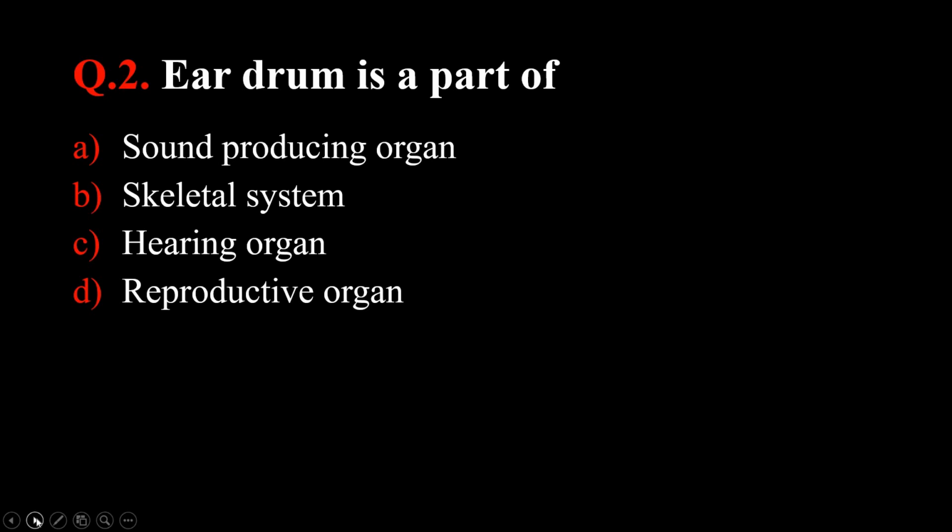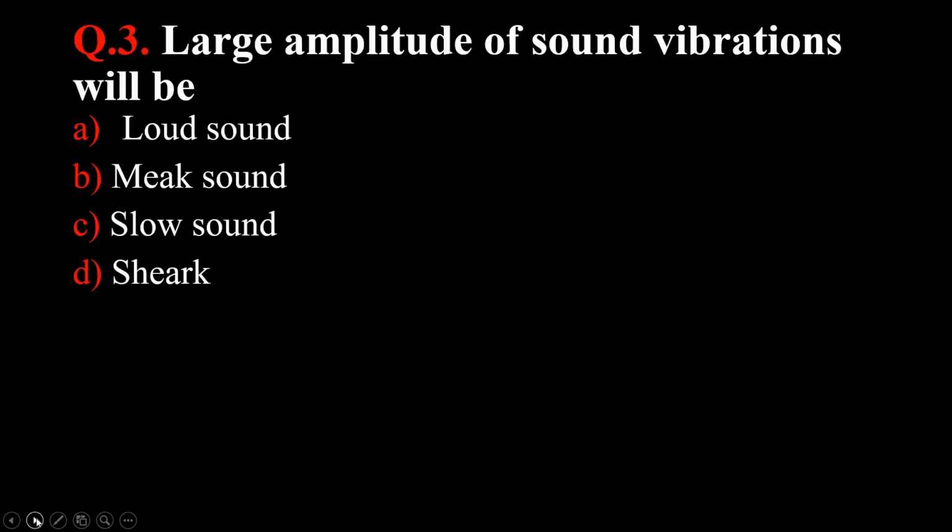Second question: eardrum is a part of option A sound producing organ, option B skeleton system, option C hearing organ, option D reproductive organ. And the correct answer is option C, hearing organ.